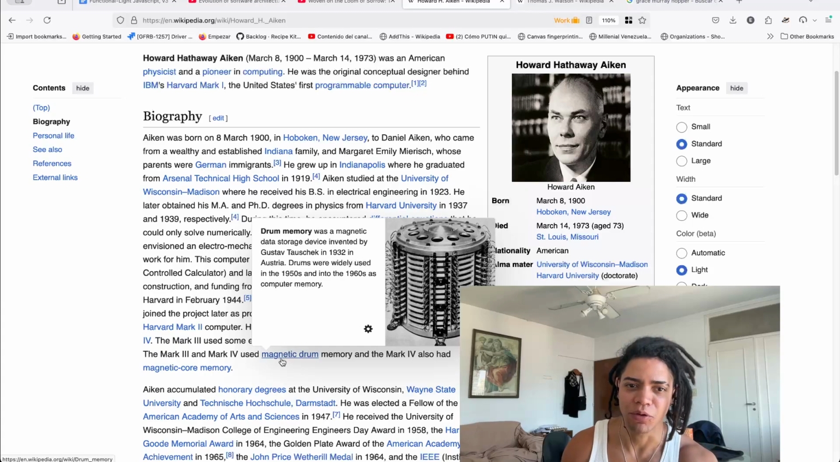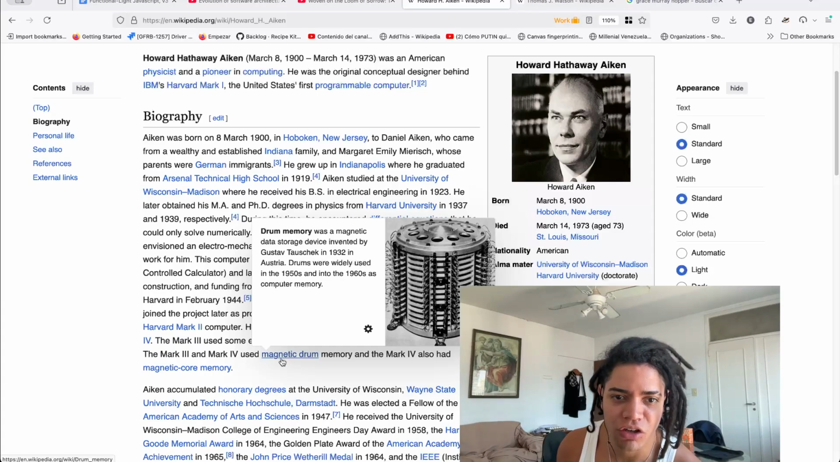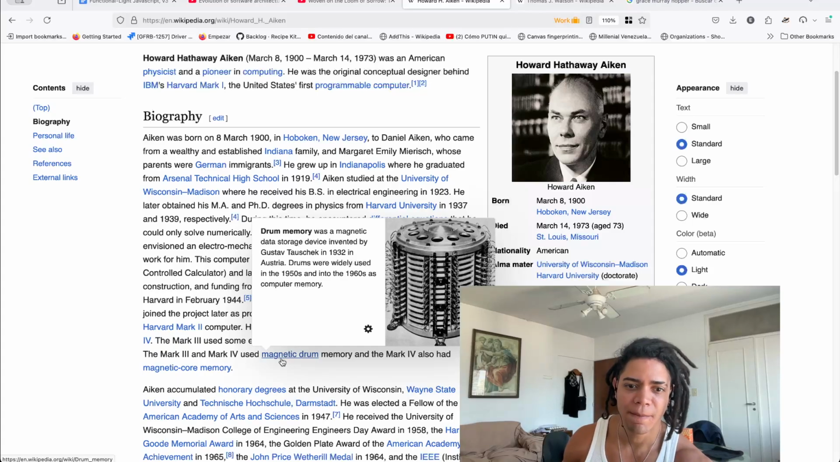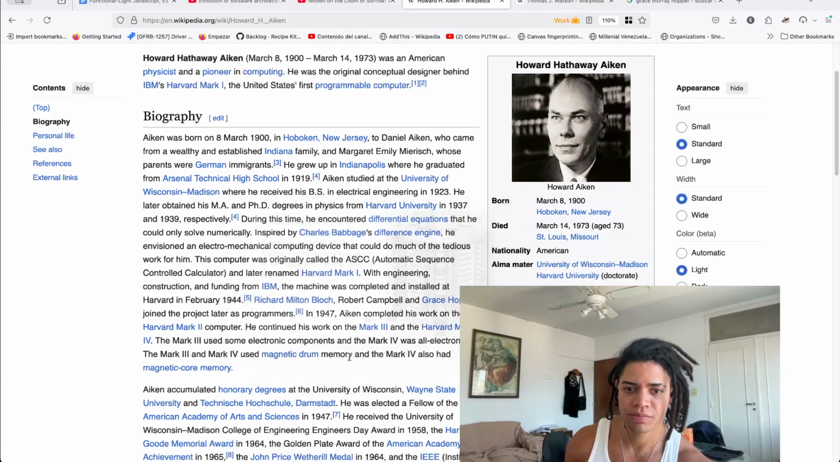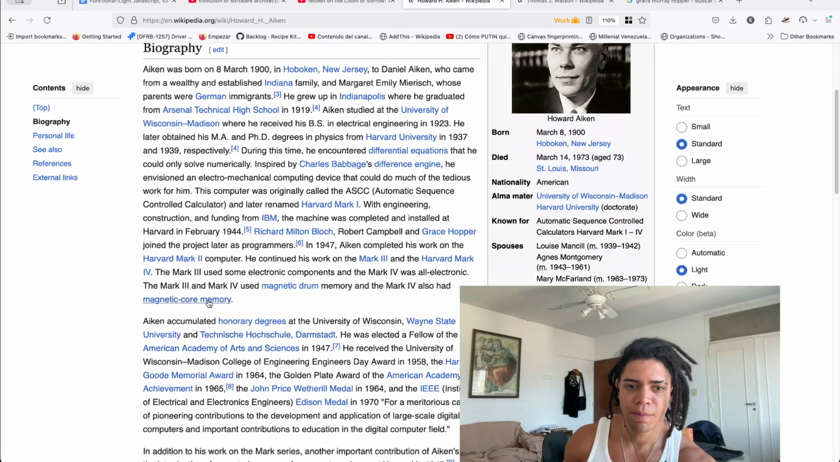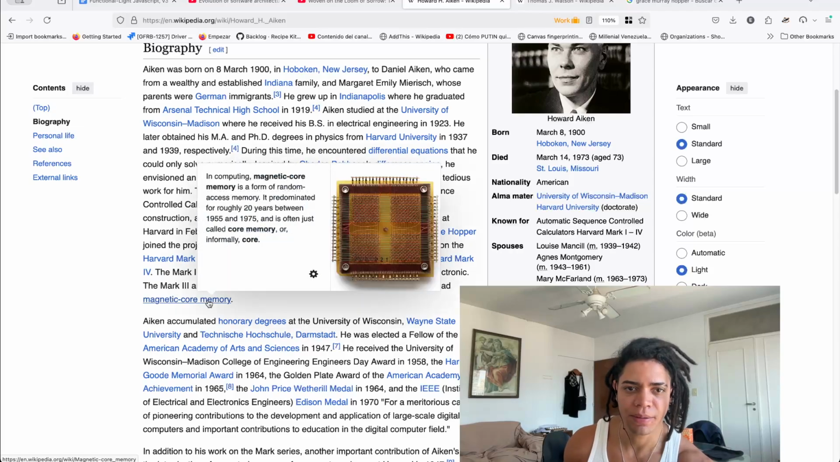A magnetic data store device invented by Gustav Tauschek in 1932. Magnetic drum. Magnetic core memory.